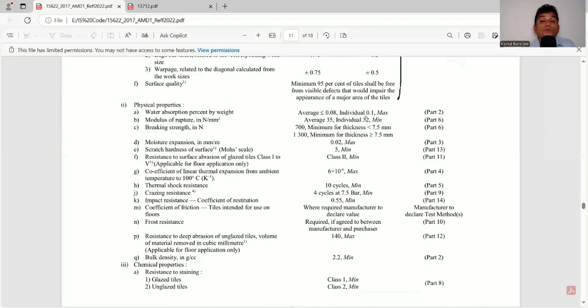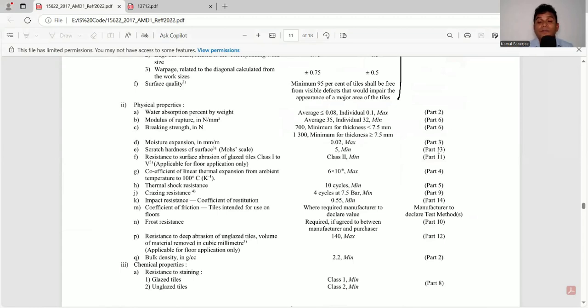And breaking strength: 700 Newton minimum if thickness is less than 7.5, and 1300 Newton minimum if thickness is greater than 7.5. So if the tile thickness is less than 7.5, the minimum breaking strength is 700, and if the thickness is more than 7.5, the breaking strength is 1300 minimum. Here it is given as Part 6, that means the method of testing criteria.